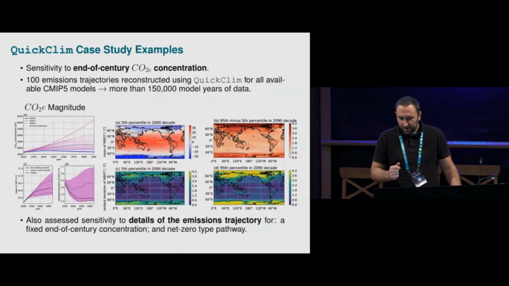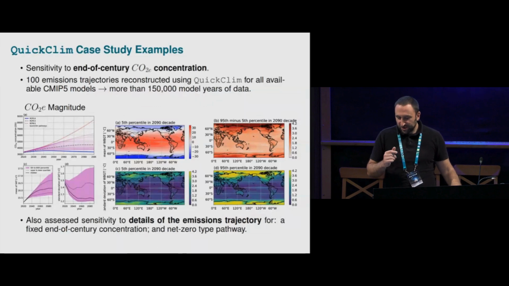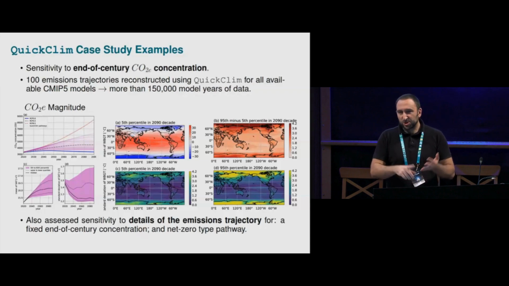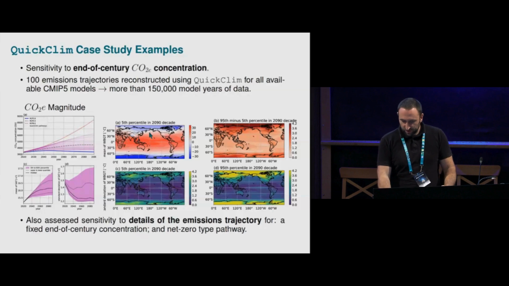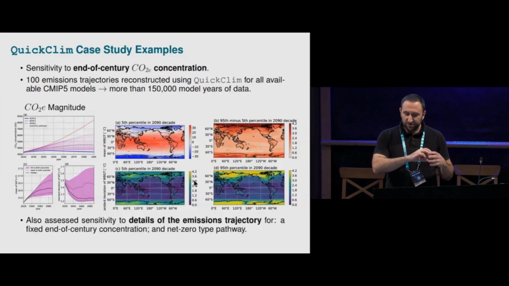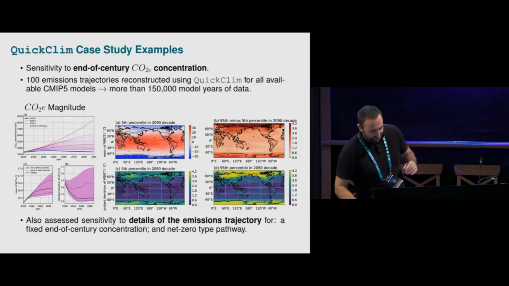And then now that we've got many emissions pathways, we can look at statistics across the emissions pathways. So what's the 5th percentile of warming in the year 2090? What's the 95th minus the 5th percentile? And same for anomalous standard deviation, skewness, kurtosis, all of those types of quantities. So here, this is like a standard type of case study, but we've also done so for the sensitivity of the trajectory toward net zero emissions type pathways. That's me telling you that my time is up.